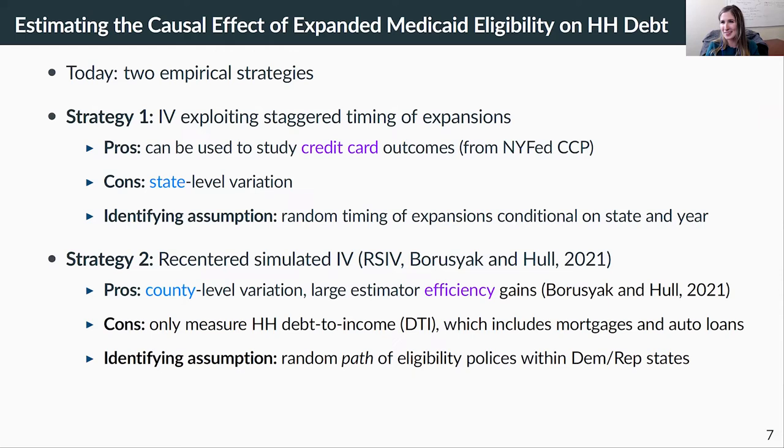Yes, one question we have is that another potential strategy that one could use could be a difference in differences strategy, taking advantage of the state level changes. Can you talk about why you prefer the IV strategies?